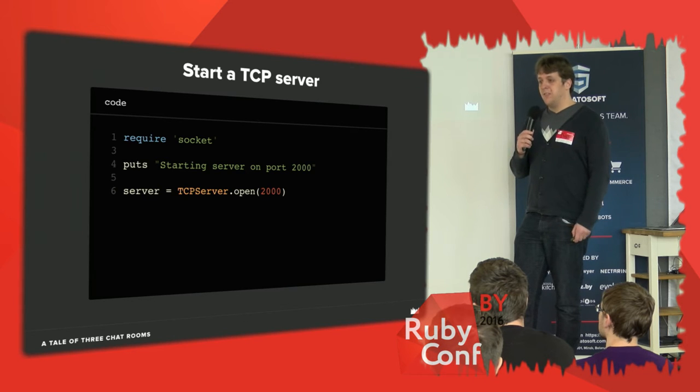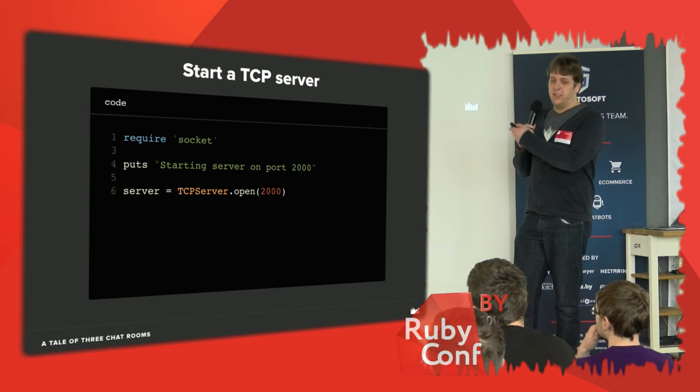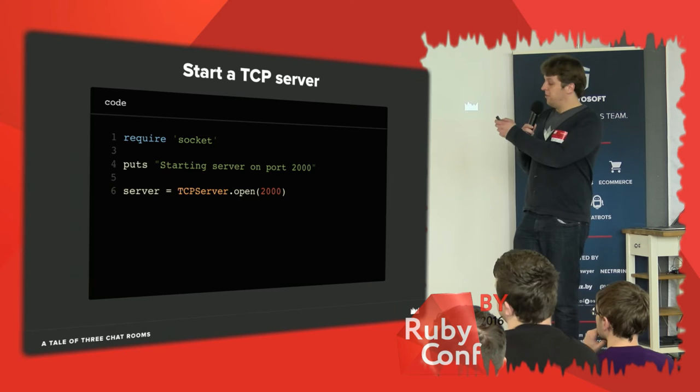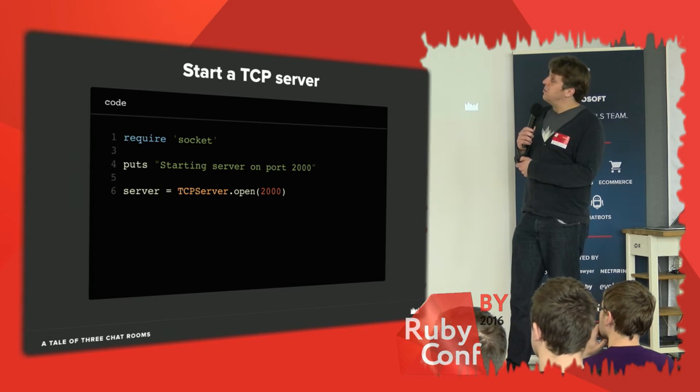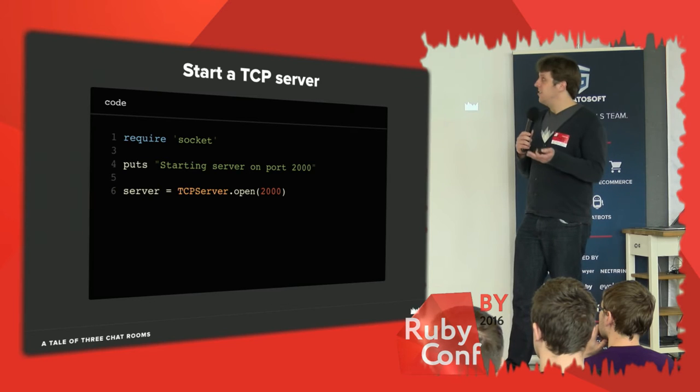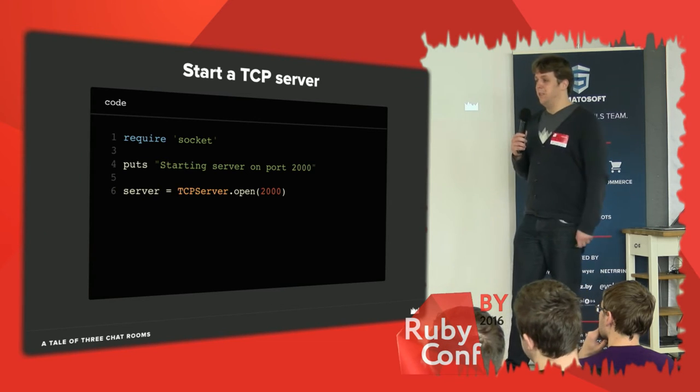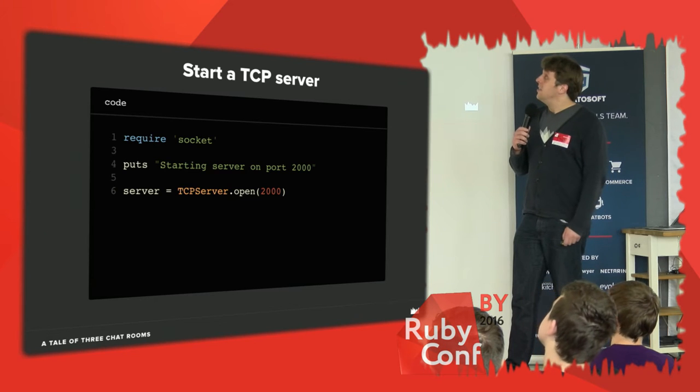So let's look at some code for our very simplistic Slack server. This code is shared for all three of the servers. Again, we load in the socket library, and then it starts the server on port 2000. And basically, that's all you need. All the complicated networking stuff is done for us by Unix and by the Ruby standard library.